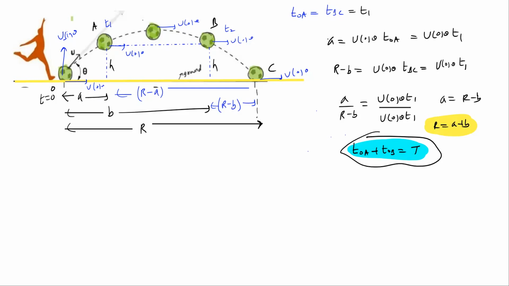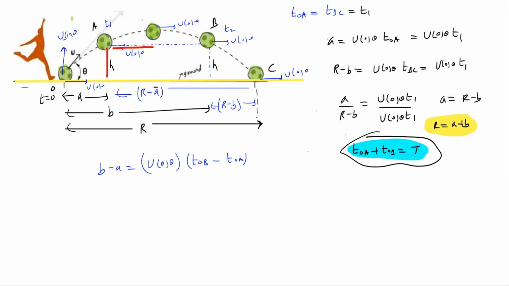Sum of this distance plus this distance should be equal to the total range. Are you getting it? I'm giving information like this: the sum of this distance and this distance should be equal to total range. That's what I derived as an equation for this.